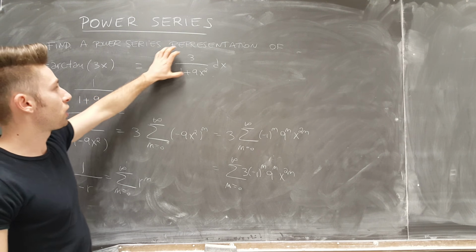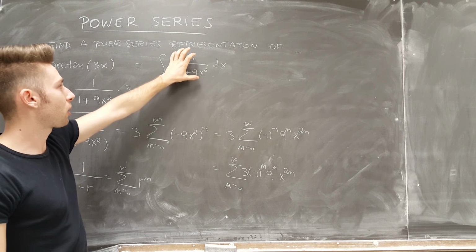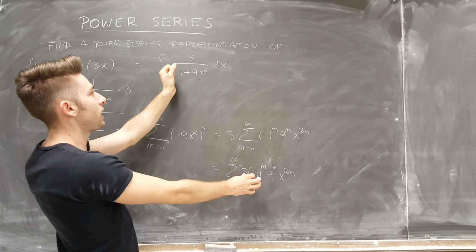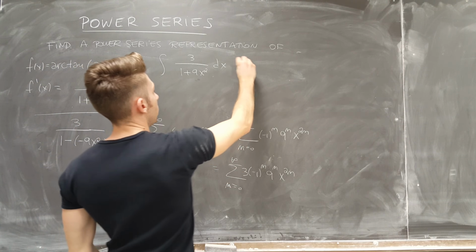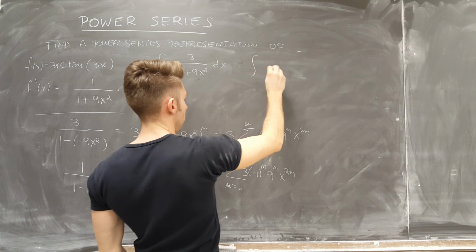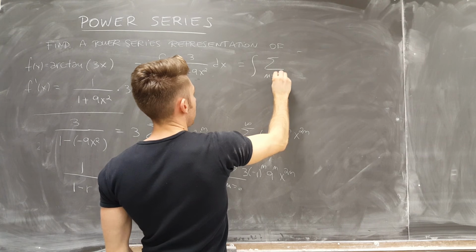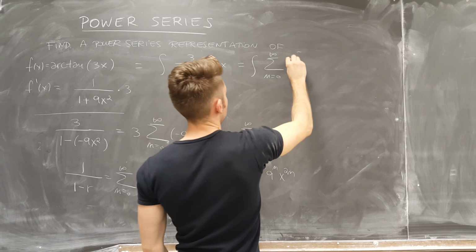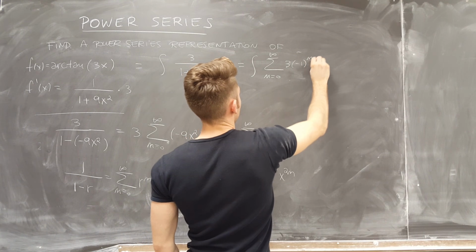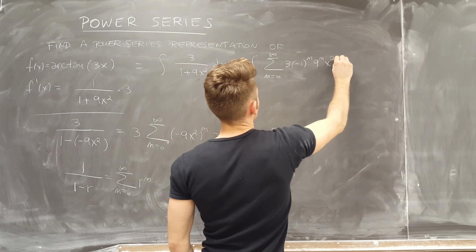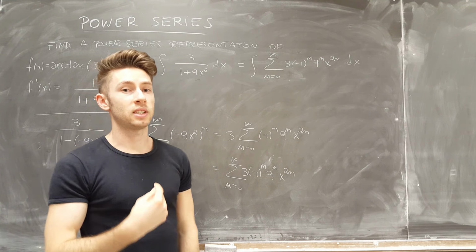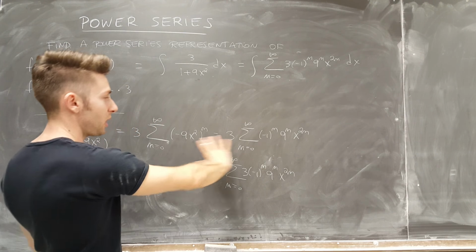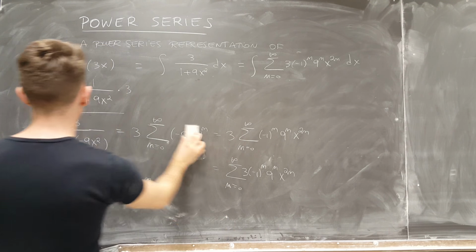Now my original function is the integral of this. So now I'm going to replace this by the series and integrate term by term, which is allowed for power series. So this becomes the integral of the series, which is the same as the series of the integral. Let me erase this because we don't need it anymore.